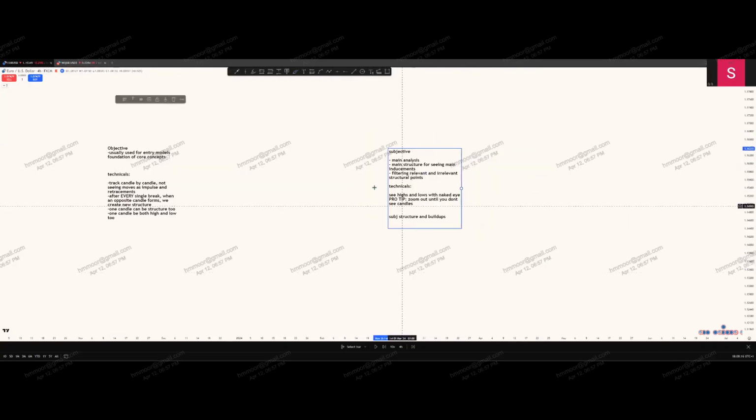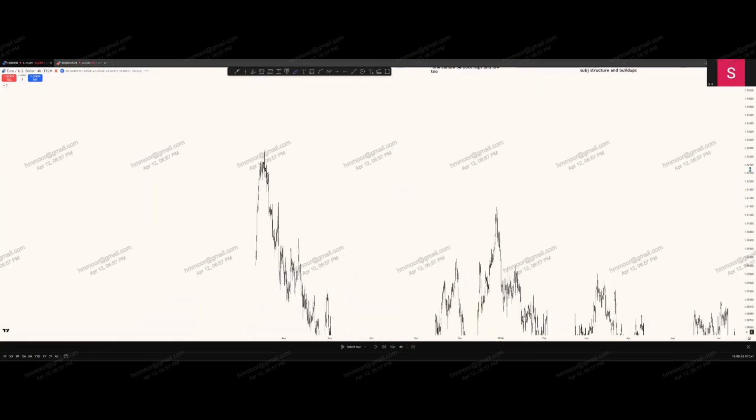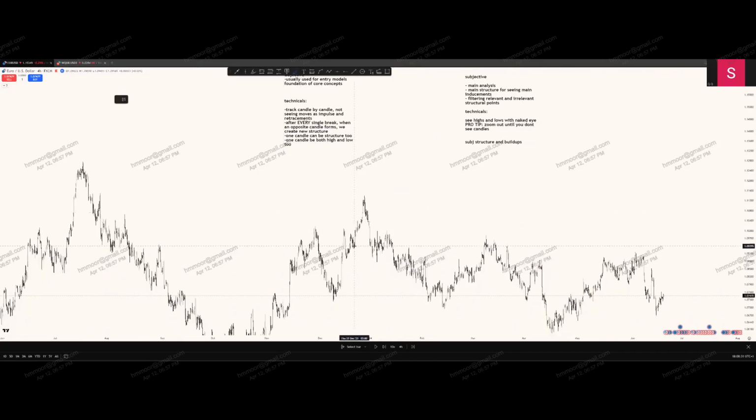So subjective structure is how you normally mark structure. You just mark it with a naked eye. There's a pro tip, and that is to zoom out until you don't see the color of candles, and then you just mark highs and lows based on what you see. So high, low, low, oh, probably not. So anything that you see with your naked eye will look something like this. Okay, really simple.